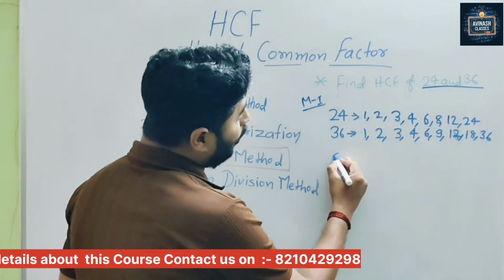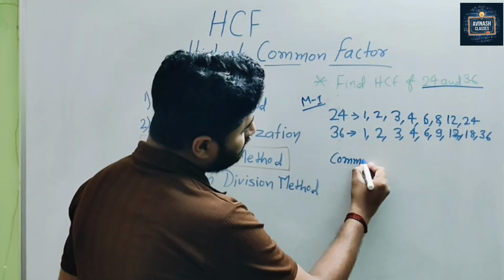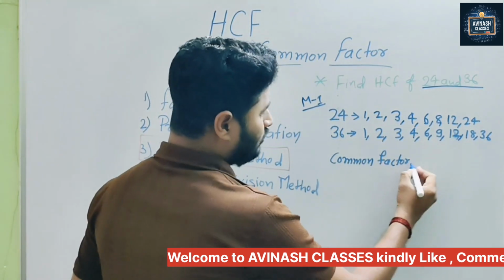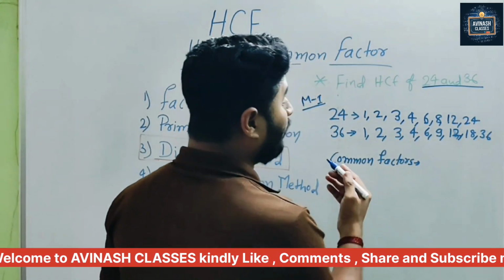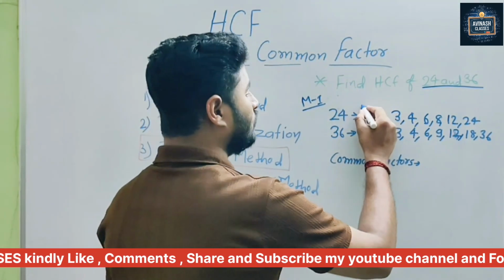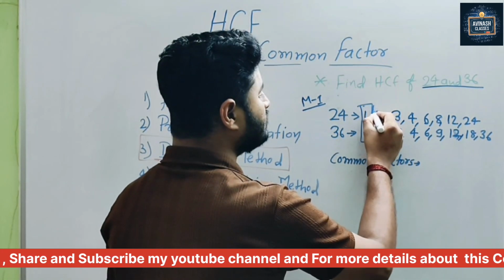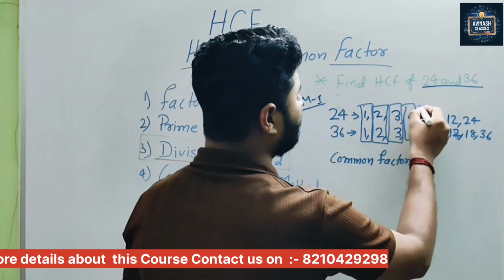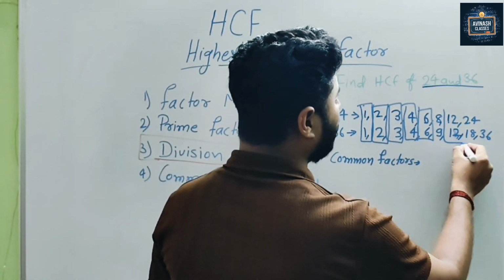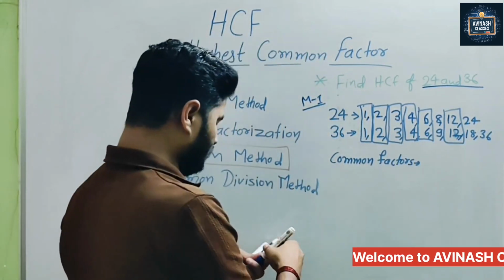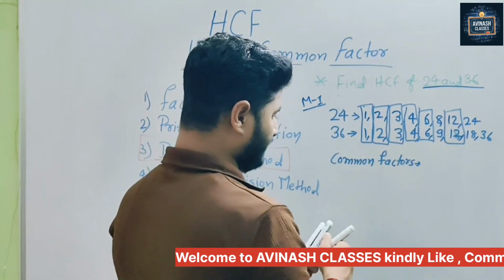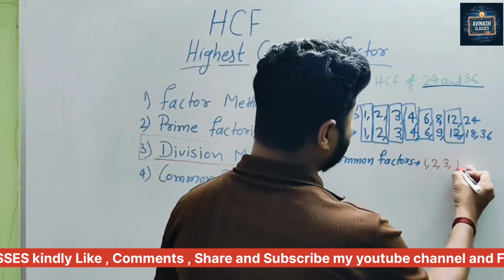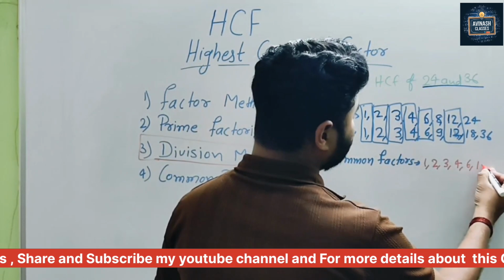Now we write the common factors. What we write here? All common factors. So what are the common factors here? Common means what? That come in both. Sir, 1 is coming, 2, 3, 4, 6 and 12. So we write here all common factors: 1, 2, 3, 4, 6 and 12.